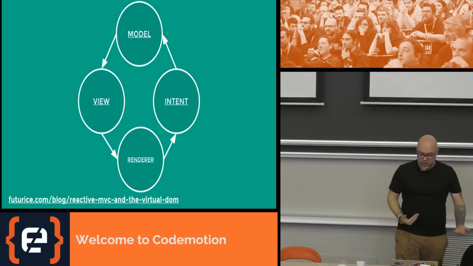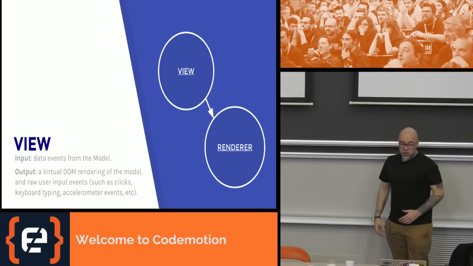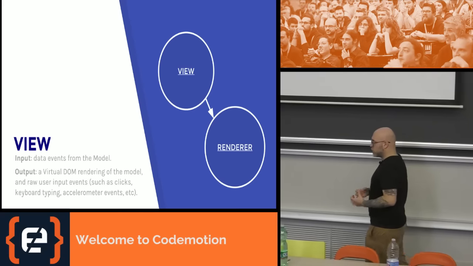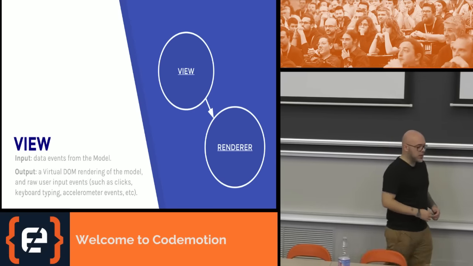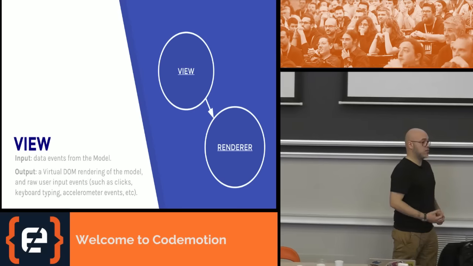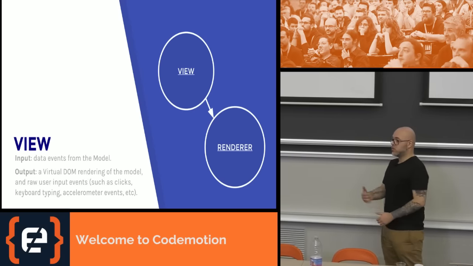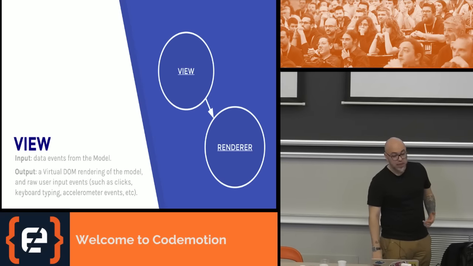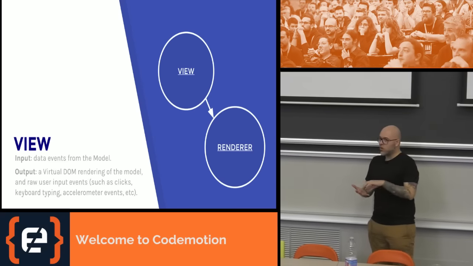So the direction of the arrows is always the same. The view is not really containing the real view, the DOM elements, but is creating the virtual DOM. So usually MVI is used with libraries like React, SnapDOM, stuff like that, libraries that are using mainly virtual DOM. The interesting part is that a module is always a function.